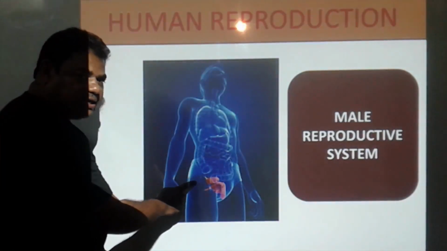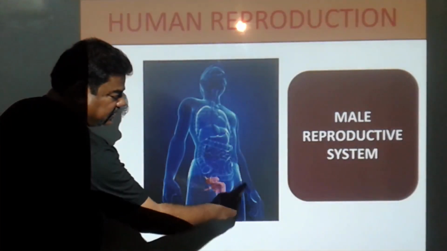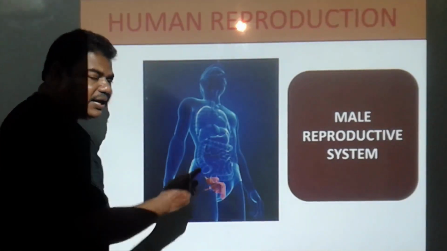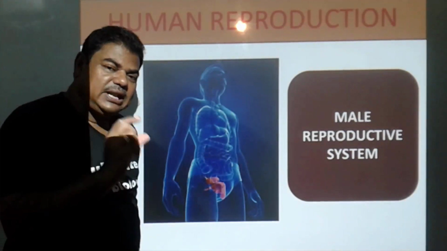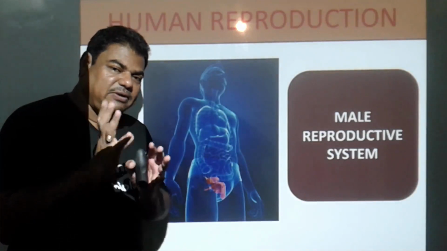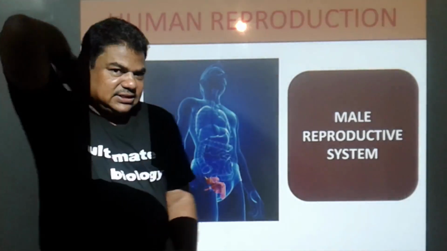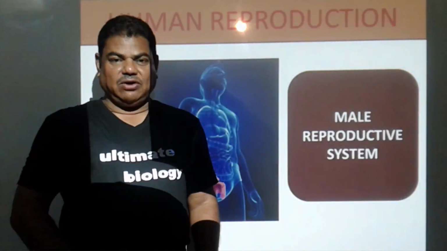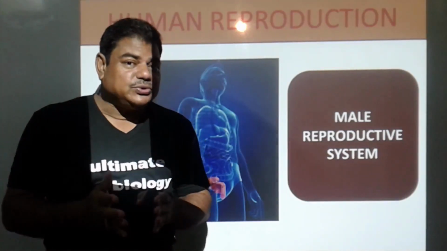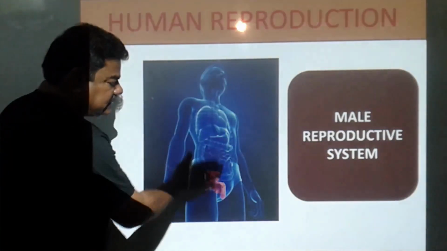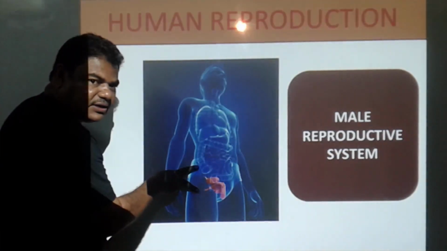This one is the pelvic region, and in the pelvic region this is the region. This one is the male reproductive system. It is present in the pelvic region. Now this side is the dorsal side and this side is the ventral side of our body. The male reproductive system is present towards the ventral side in the pelvic region.